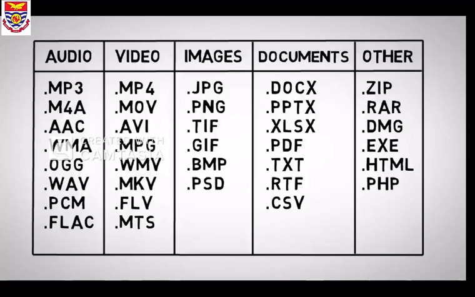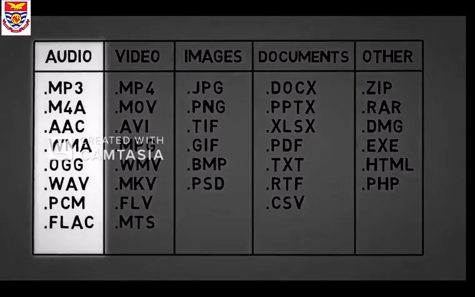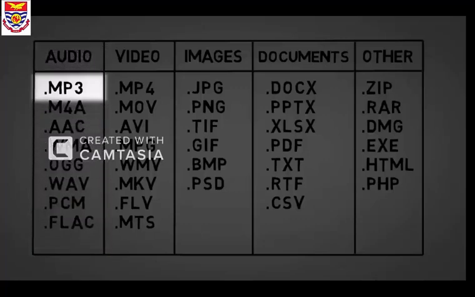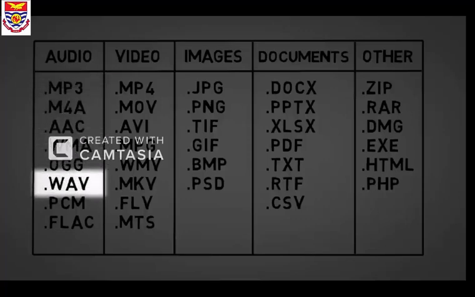For example, among the audio formats, some are uncompressed, meaning that the audio is high quality but takes up a lot of space, and some are compressed, meaning that they sacrifice a little bit of quality in order to take up less space. One of the most common compressed formats that you'll probably recognize is MP3, and one of the most common uncompressed formats is WAV, or WAV.